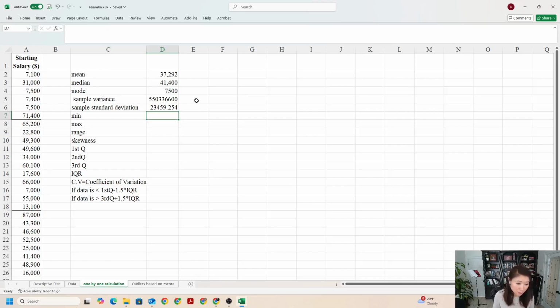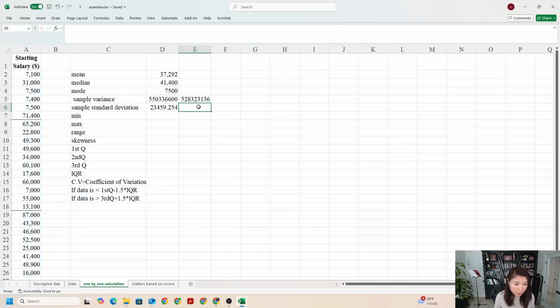Before I move on, what you can do for a population is use a very similar formula. Instead of .S, we change it to .P. So if it's the population, type equals VAR.P and select the data. That will give you the population variance. For the population standard deviation, STDEV.P will give you the population result. P stands for population. Again, the formula we use the most in this class is the sample.